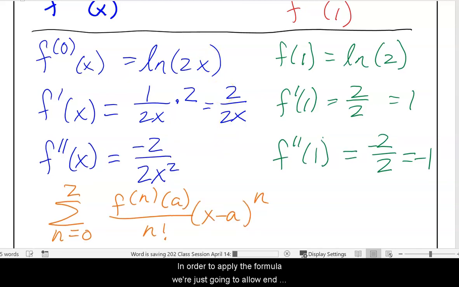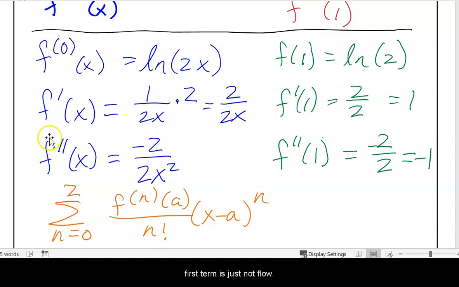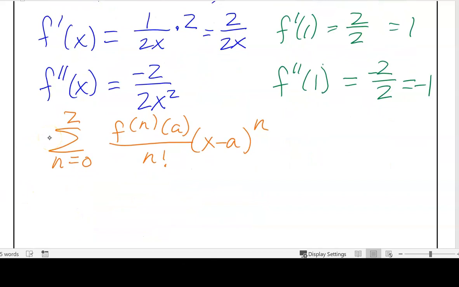And in order to apply the formula, we're just going to allow n to be 0, then 1, then 2. So my first constant is up here, the natural log of 2. And the natural log of 2 divided by 0 factorial is still natural log of 2. And this would be x minus 1 to the 0th, which is 1. So the first term is just natural log of 2.